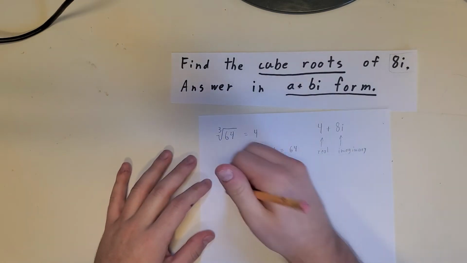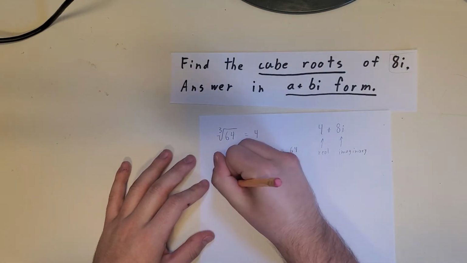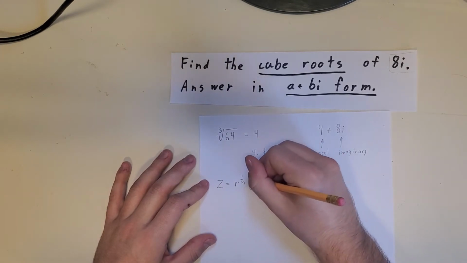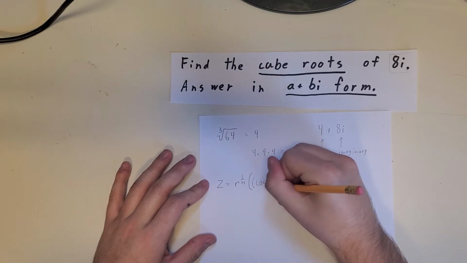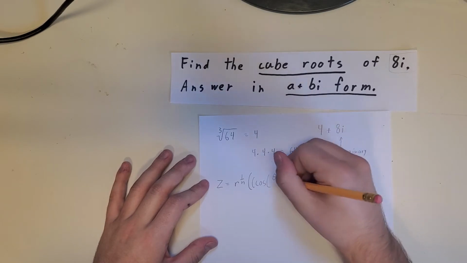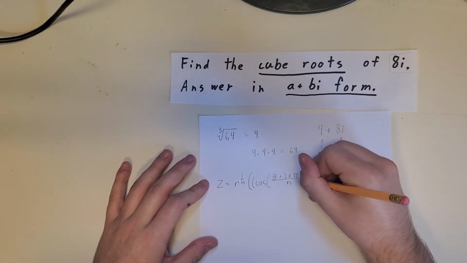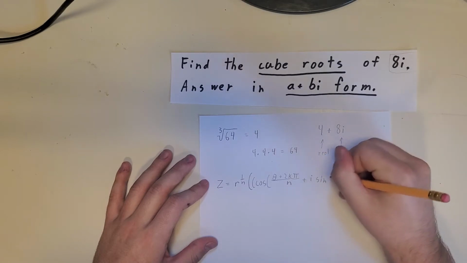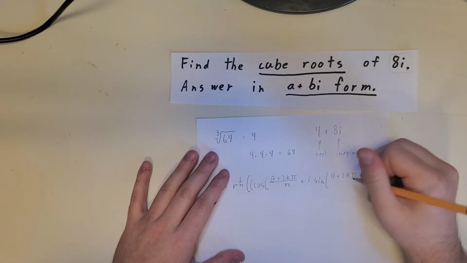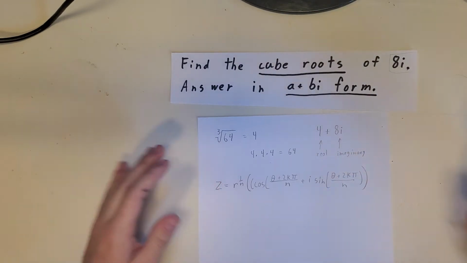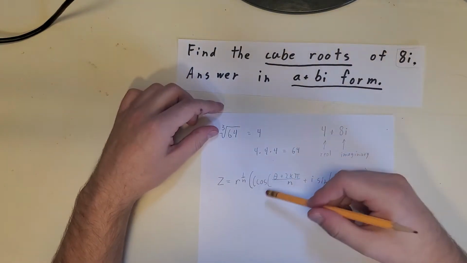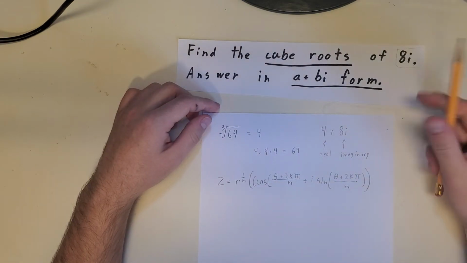and it goes a little something like this. z equals r to the 1 over n times the cosine of (theta plus 2k pi) over n plus i sine of (theta plus 2k pi) over n. All right. This is one derivation of it. There's actually quite a few versions of this formula, and this is what's actually known as the nth root formula.